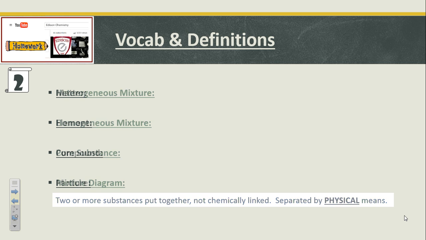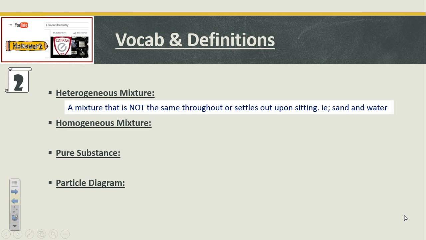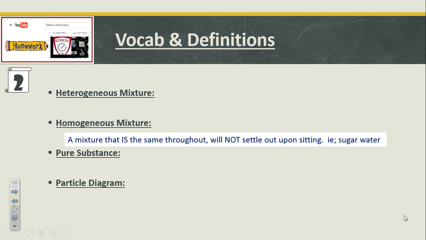The types of mixtures are heterogeneous, so this is one that does not look the same throughout, or it will settle upon sitting. If you mix sand with water, you might shake it up for a second and it looks all the same, but then the sand falls to the bottom and the water stays on top. That would be a heterogeneous type of mixture. It's a mixture because you can see the two different types of matter in there, and it's heterogeneous because you know that they separate.